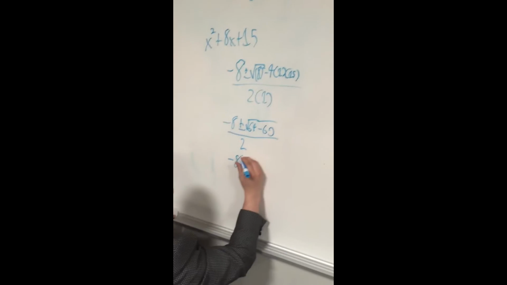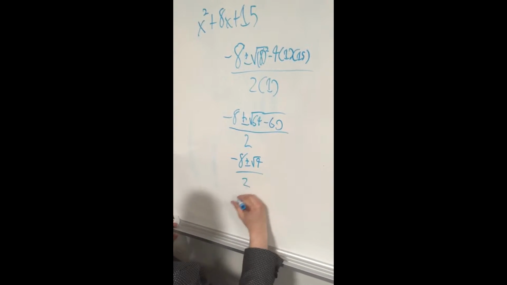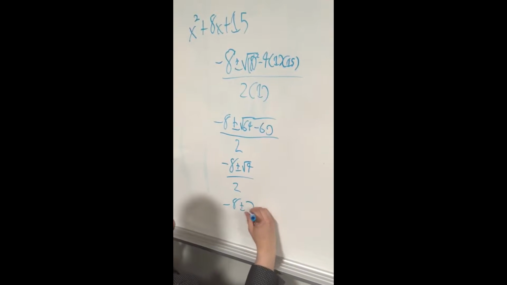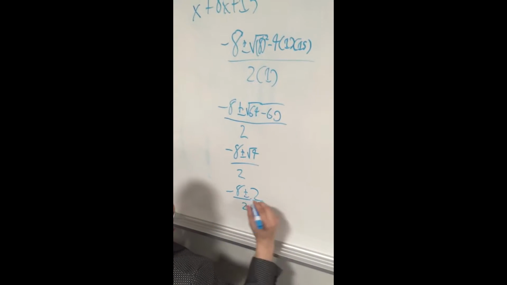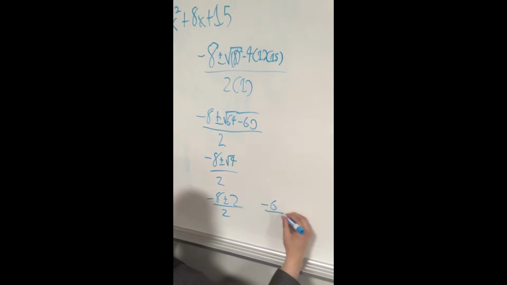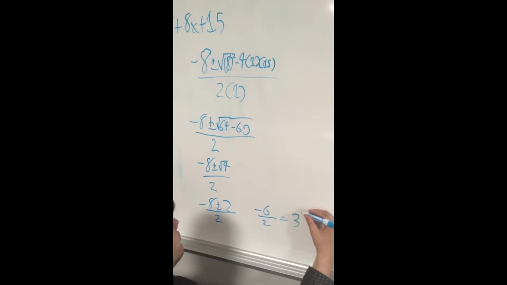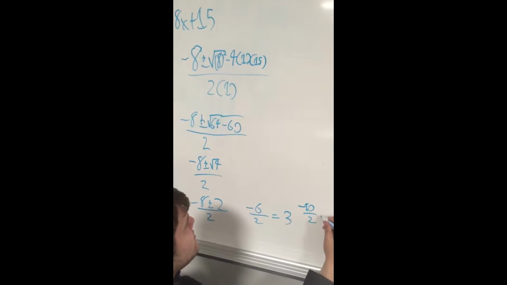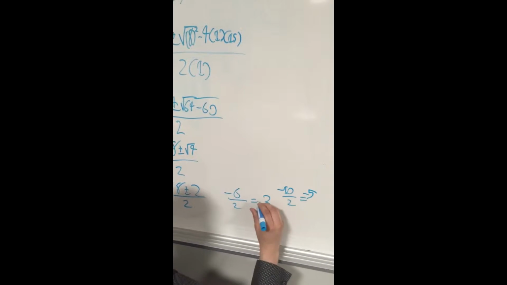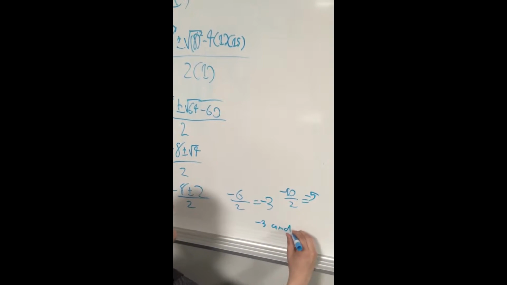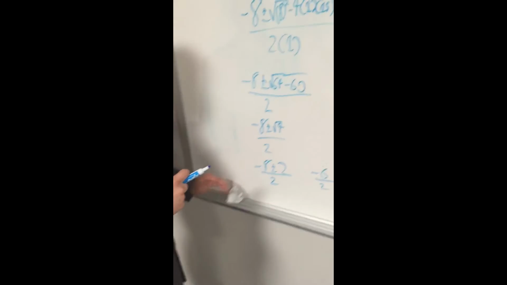So negative 8 plus or minus the square root of 4, which we can simplify to 2, divided by 2. Negative 8 plus 2 is negative 6, divided by 2 equals negative 3. And then minus 2, that would be negative 10 divided by 2, which is equal to negative 5. So our zeros are negative 3 and negative 5. Those are your zeros, negative 3 and negative 5.